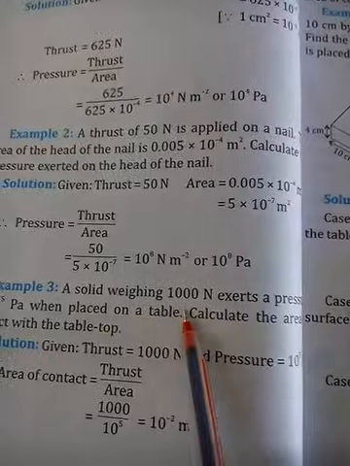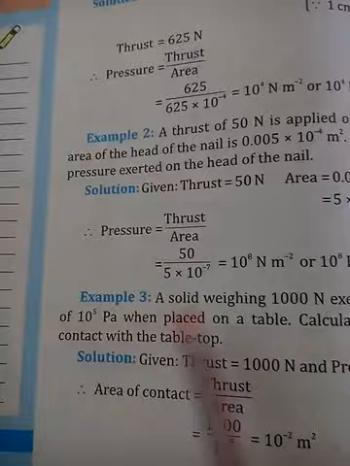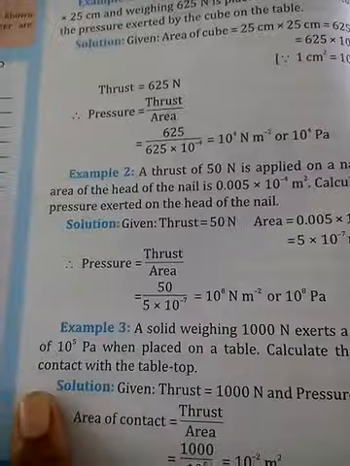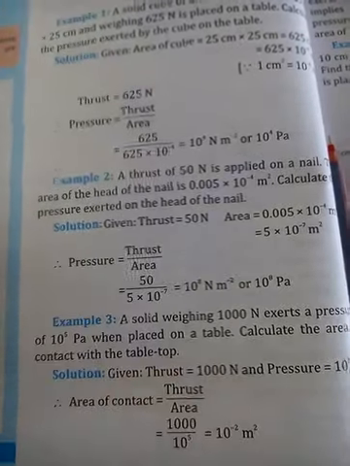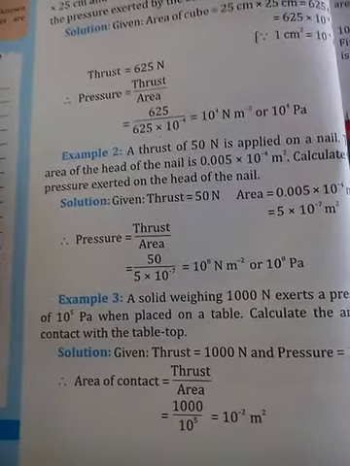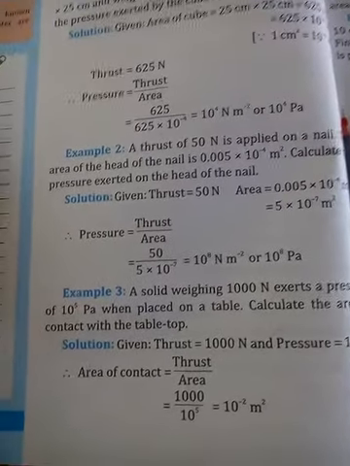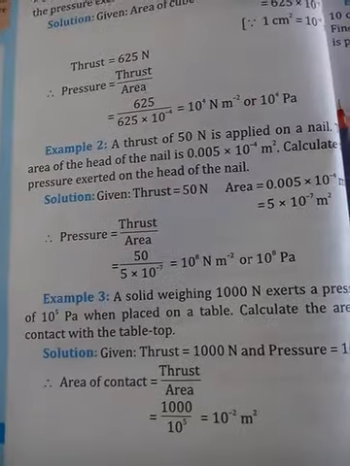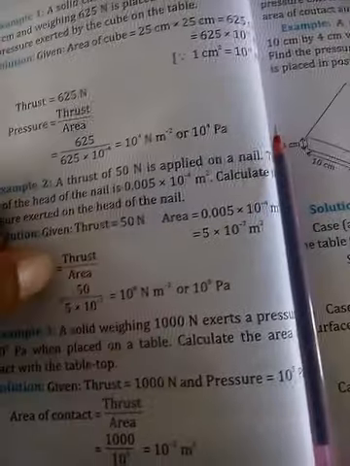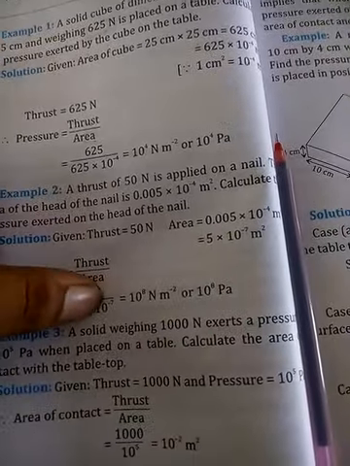Next, example 3. A solid weighing 1000 Newton exerts a pressure of 10 to the power 5 Pascal. Now, here force is given and pressure is given. Now calculate the area of contact with the table. In this case you have to calculate the area. Now we know the formula of pressure is equal to thrust by area. Then from that, area is equal to, what will be the formula? Yes, area will be thrust by pressure.